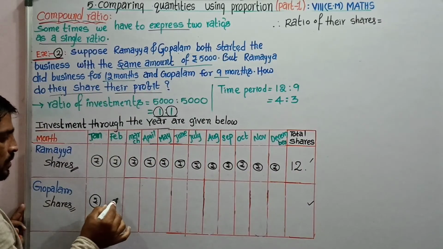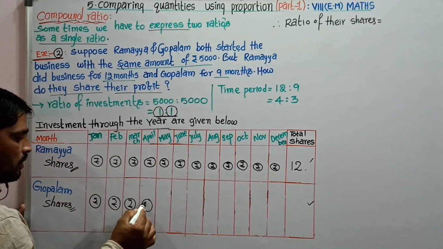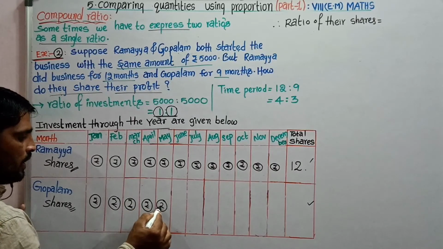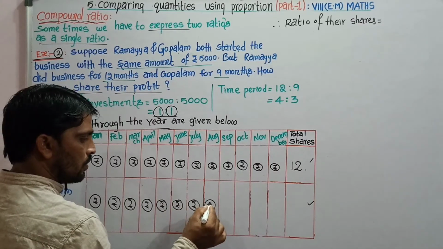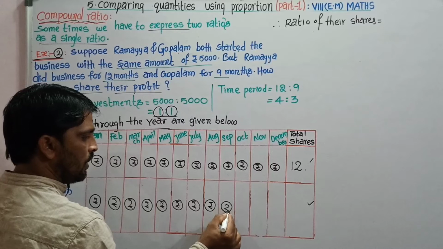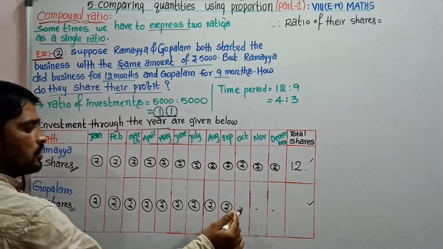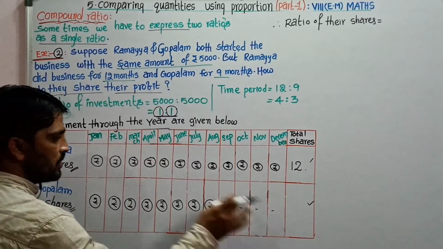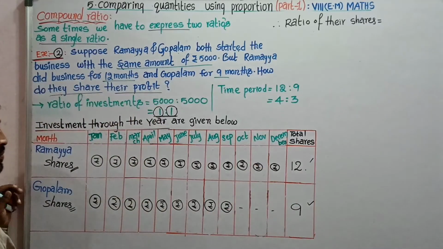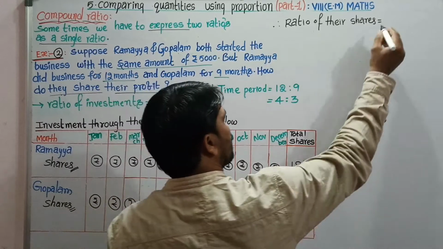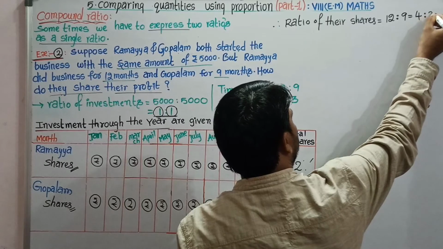And Gopalan invested 1 unit of money for 9 months. He did the business only 9 months. For the last 3 months, he is not in the business. So, Gopalam's total share is 9 units of money. So, the ratio of their shares is equal to 12:9, which is equal to 4:3.